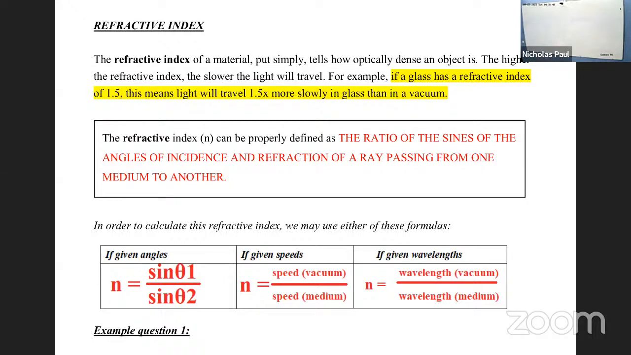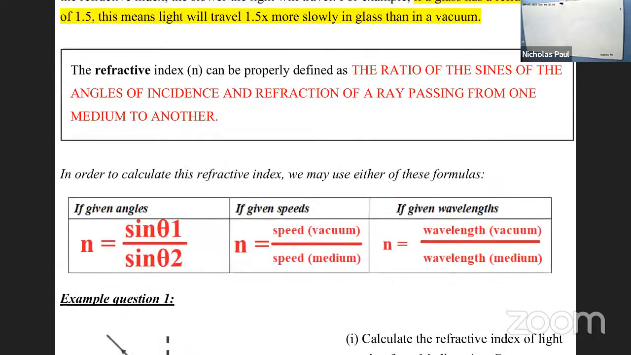The more dense it is, the more it bends towards the normal. More dense bends towards the normal. Look at it. So the more dense, the slower it will move, right? Most important thing is to write down the formulas here.